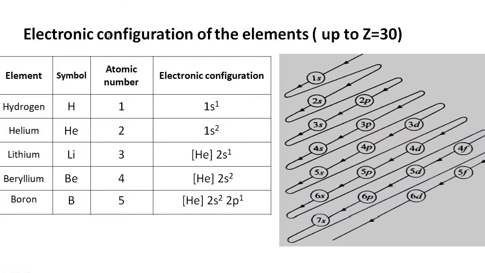Let us go for electronic configuration of the elements. To write the electronic configuration for a given element, we have to follow the first rule, that is the Aufbau principle. The sequence is used to fill the electrons in different orbitals in the increasing order of energy, that is from lower energy level to higher energy level.